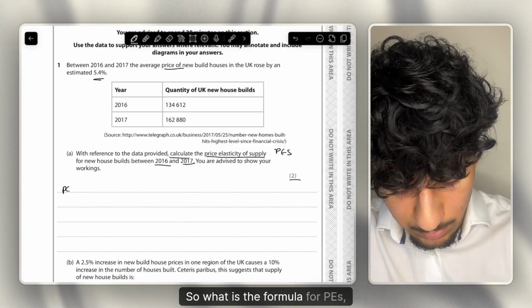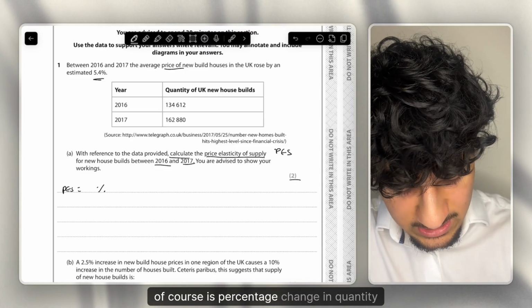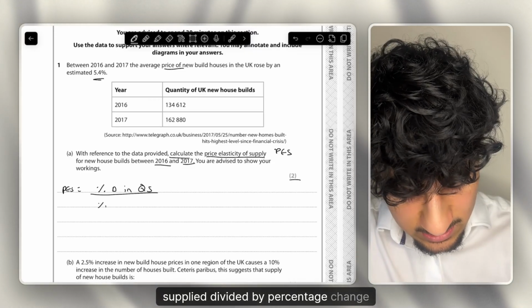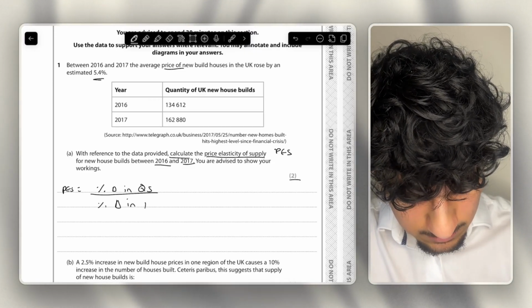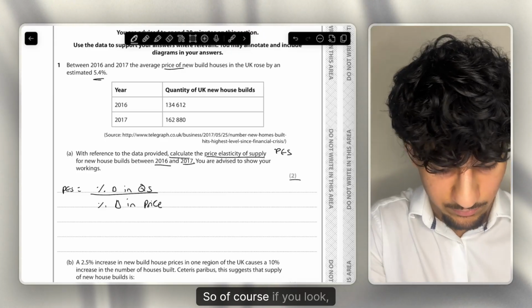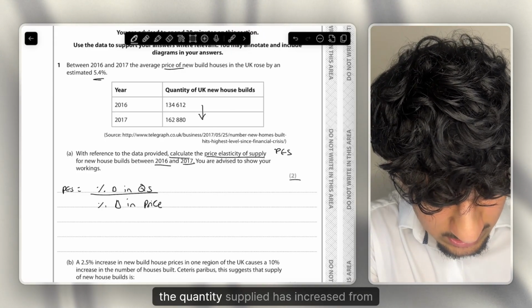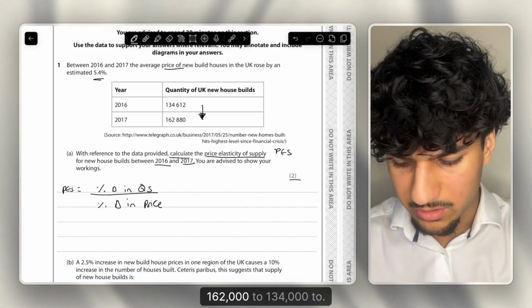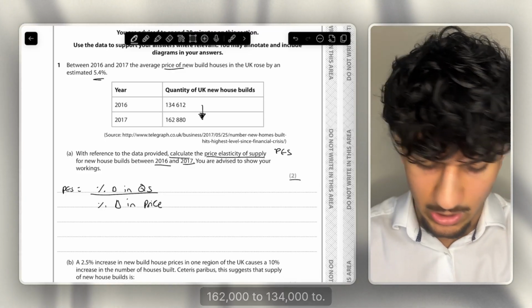So what is the formula for PES? Of course, it's percentage change in quantity supplied divided by percentage change in price. So first things first, let's work out the percentage change in quantity supplied. If we look from 2016 to 2017, the quantity supplied has changed from 162,000 to 134,000. So how would we work this out?